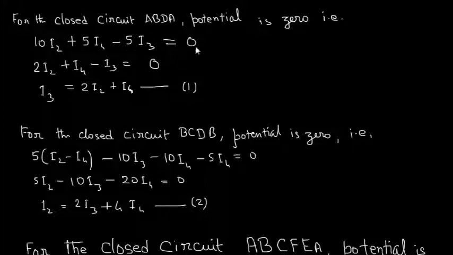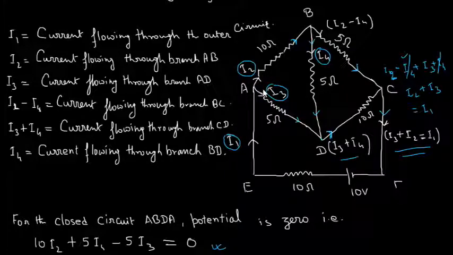So why have we taken it? Let us see the image again. So we know V is equal to IR. So for branch AB, what will be the V? V will be the multiplication of resistance and current. What is resistance? 10 ohm. What is current? I2. So potential will be 10 into I2.